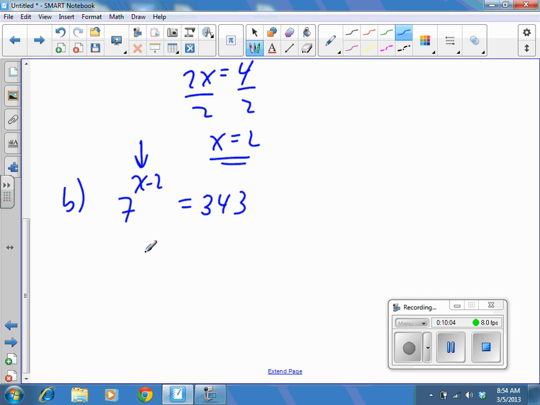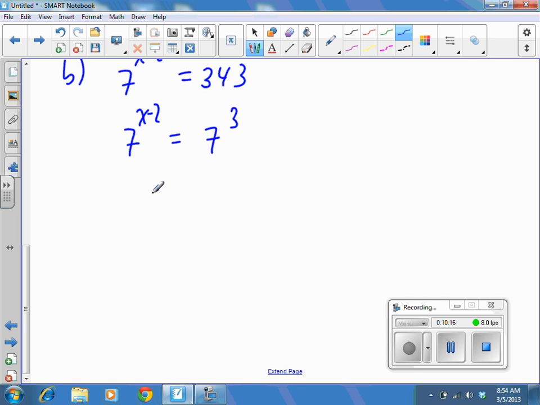How do I solve an exponential equation? Step 1, make the bases the same. So change 343 to base 7. When the bases are the same, you can apply the property. If the bases are the same, then do what? Equate the exponents. Answer's 5.